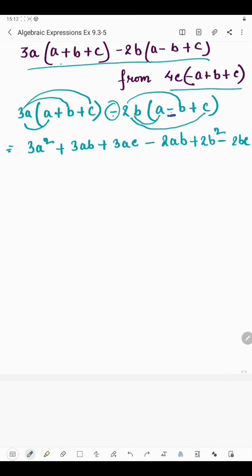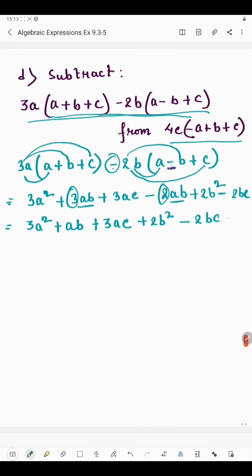Okay, now we'll see any like term is present or not. So here 3a square is not present here, so we'll write 3a square. But here ab term and ab term is present, so these two are like terms, so we can calculate these two. So we'll just calculate the coefficient. So here 3 minus 2, it's 1. So we don't write 1ab, so it's ab only. Okay, now ac term is not present, so we'll write 3ac. And then b square term is also not present, so it's 2b square minus 2bc. So if you solve the first expression, we would get this.